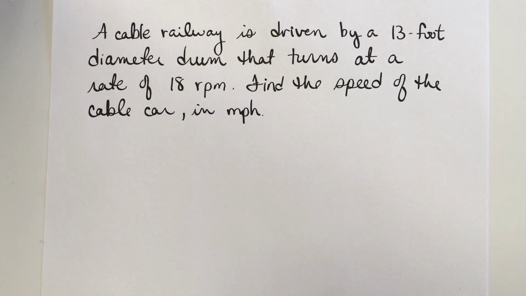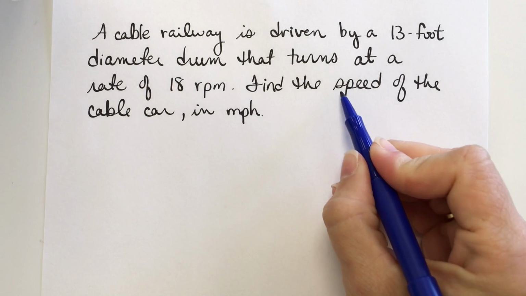The last couple of examples we're going to look at are going to be some actual real life situations, but it's still going to be working with the same formulas. All right, so this first example, as it states: a cable railway is driven by a 13-foot diameter drum that turns at a rate of 18 revolutions per minute. Find the speed of the cable car in miles per hour.